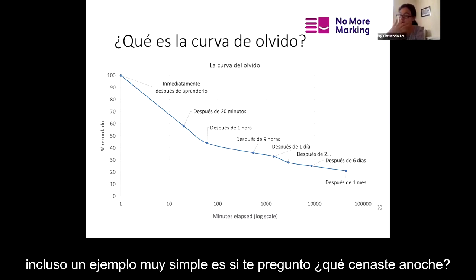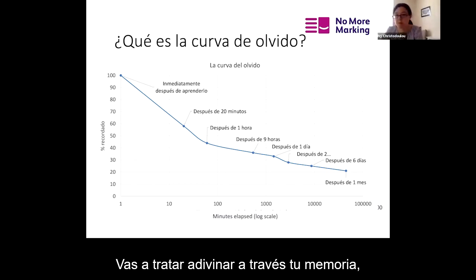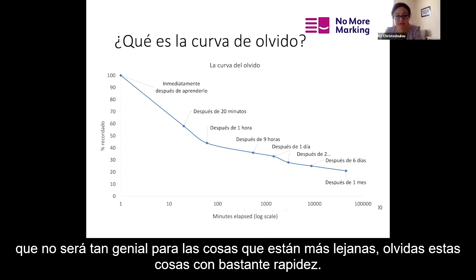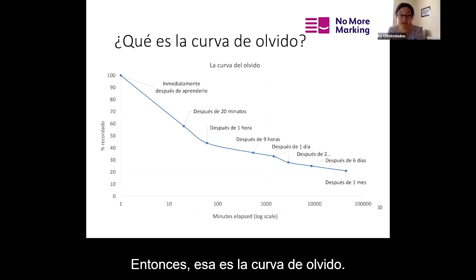Even just a really simple example, if I say to you, what did you have for dinner last night? What did you have for dinner a week ago? What did you have for dinner a month ago? I'm going to guess that your memory is not as great for the things that are further away, that you forget these things quite quickly. Okay, so that's the forgetting curve.